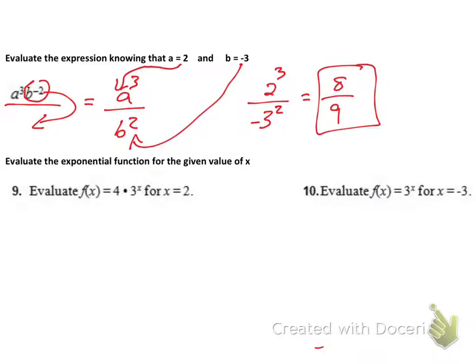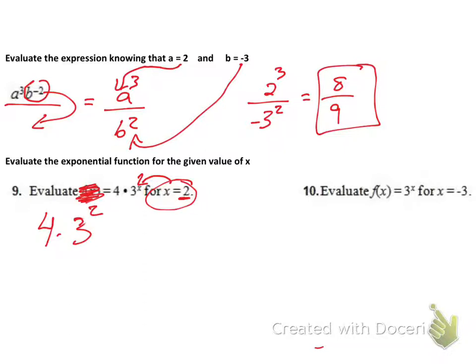All right, so we're evaluating the exponential function for the given value of x. Remember, don't worry about this side right here. All you need to do is take this x equals 2 and put it in for where x is. So if this is 4 times 3 to the x, if x equals 2, I'm going to plug that in right here.